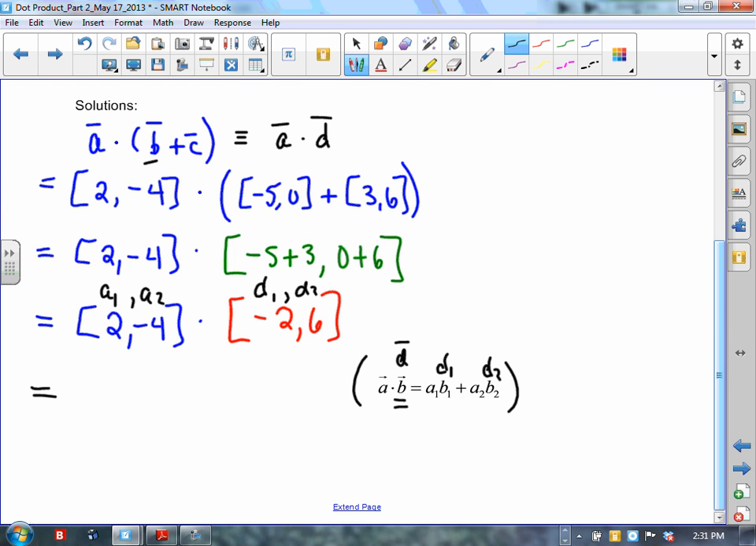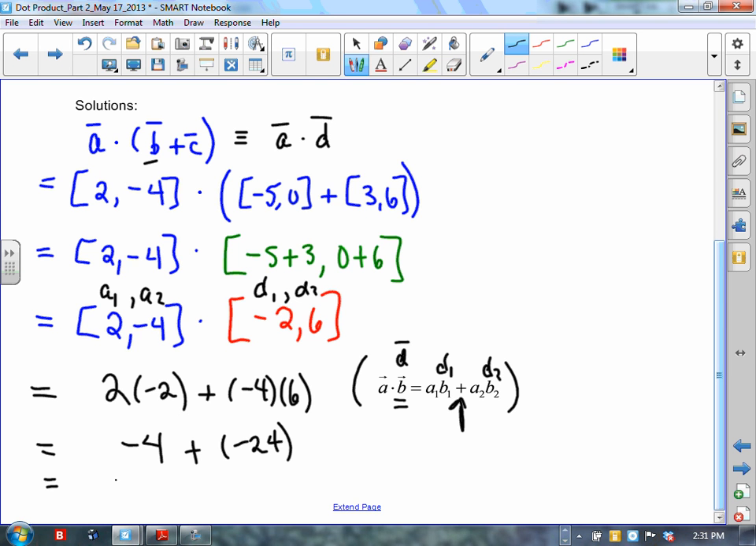As you can see, we're going to calculate A1 D1 to begin with. So we're going to have 2, and that gets multiplied by minus 2. And to that, we're going to add the product of minus 4 and positive 6. And this is good because the dot product produces a scalar. That's what we have here, two scalars that will be added together. So minus 4 and minus 24, giving us a total scalar value of minus 28.